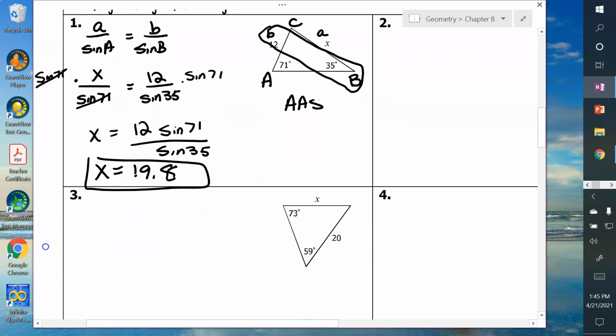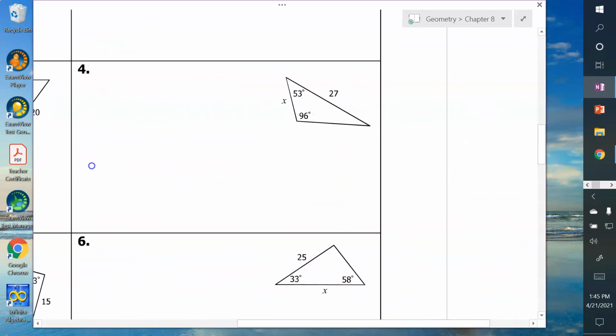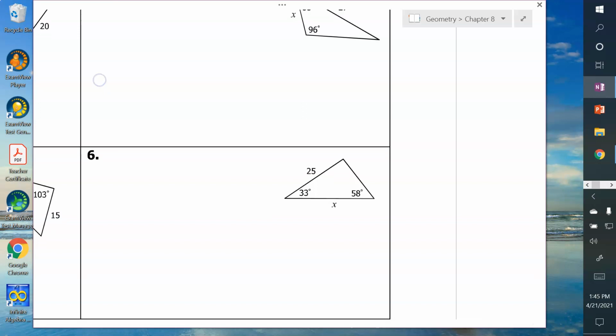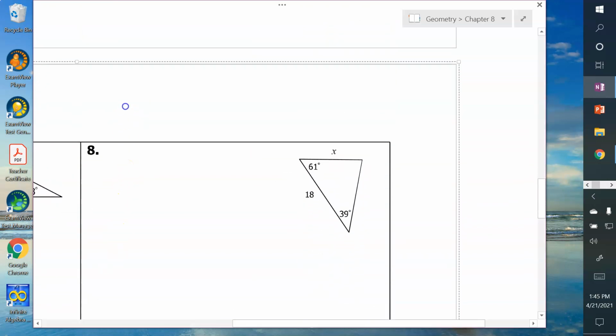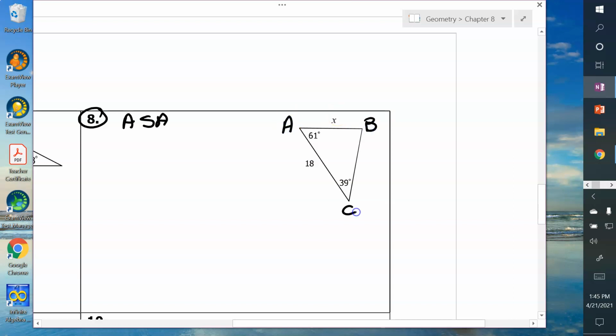Let's see if we can find an angle side angle. Here we go. Let's look at number 8. We have an angle side angle. So I'm given 61 degrees, 39 degrees, and 18. So this is an angle side angle kind. And then I'm looking for x up here. I'm going to go ahead and just pick some labels. I'm going to call this angle A, this angle B, and this angle C. So I'm solving for x.